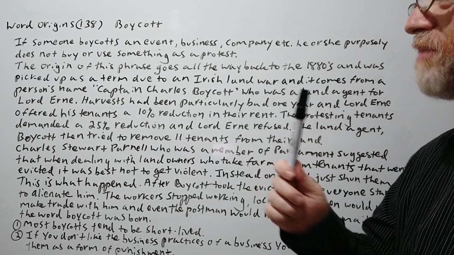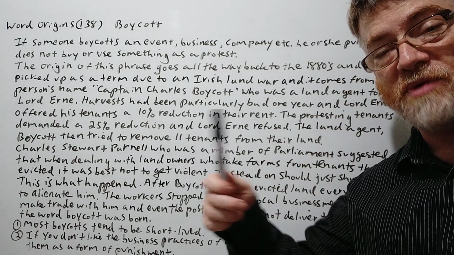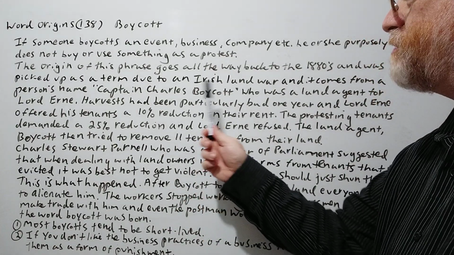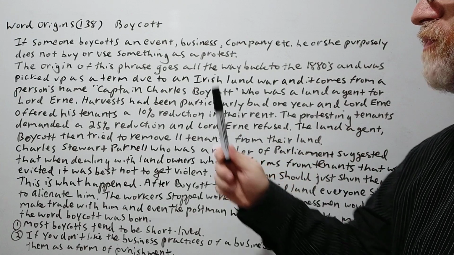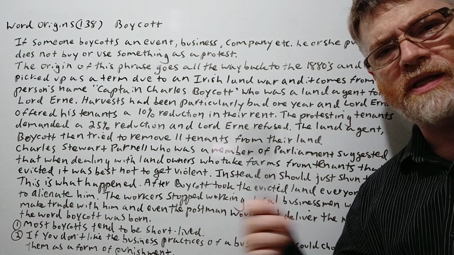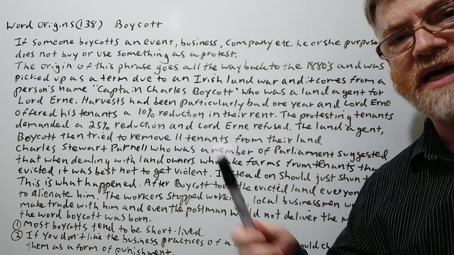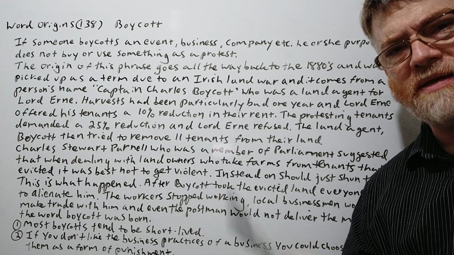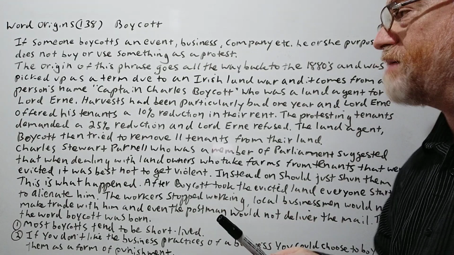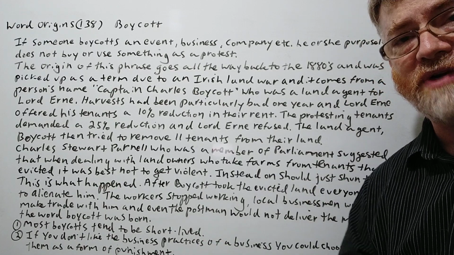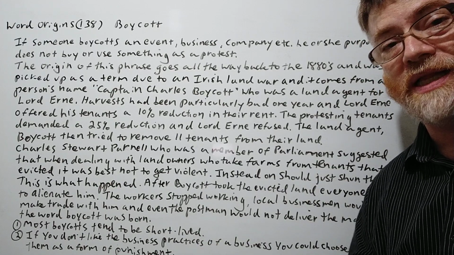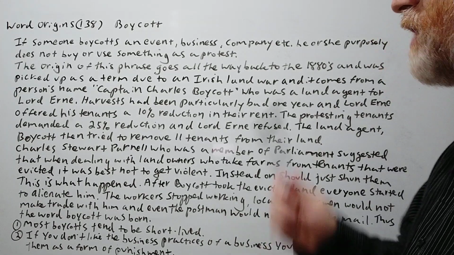And it comes from a person's name, so it comes from a real, actual name, Captain Charles Boycott, who was a land agent for Lord Ernie. Remember, usually people with nobility had titles like Lord. Makes sense, he probably owned a lot of land at this time, and Boycott was actually just the land agent, kind of like a real estate agent. I guess he was somebody in charge of the land for him. Let's continue.